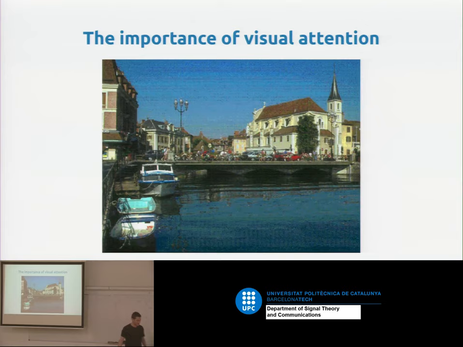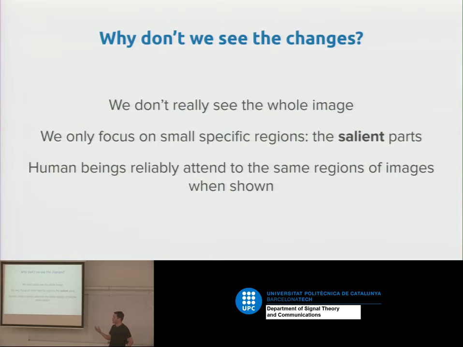So what's going on? Well, what's going on is we don't really see the full image when we look at these kind of things. What we really see is just a certain small percentage of the image in high resolution, and everything else is really just a low resolution blur that our brain fills in with content that we expect to be realistic for that thing, and we don't really notice, right? So we only look at certain parts, and those parts we call the salient parts. And the interesting thing is that these are the same parts for all humans, right?